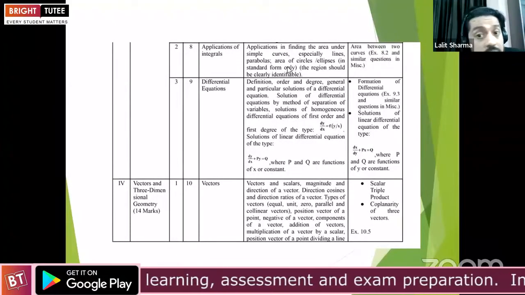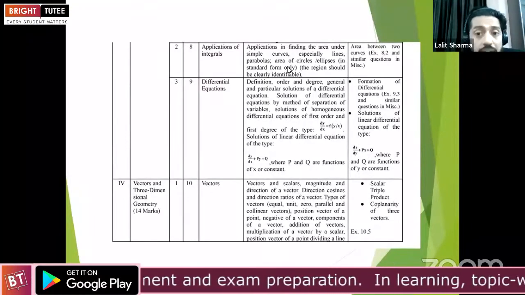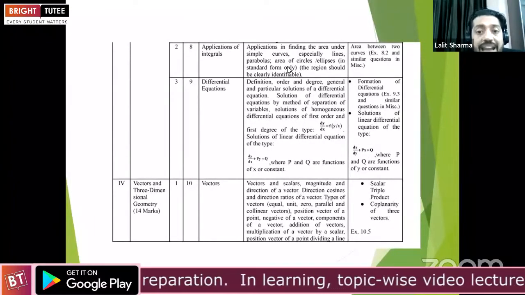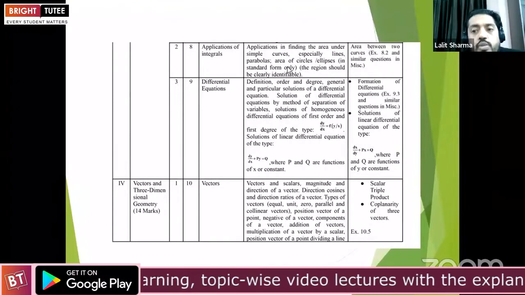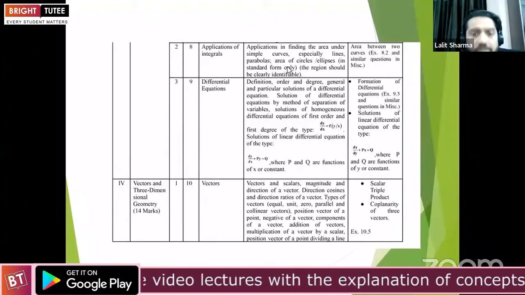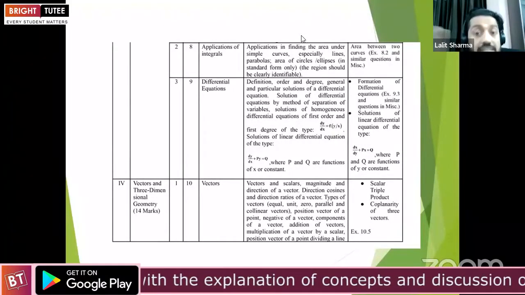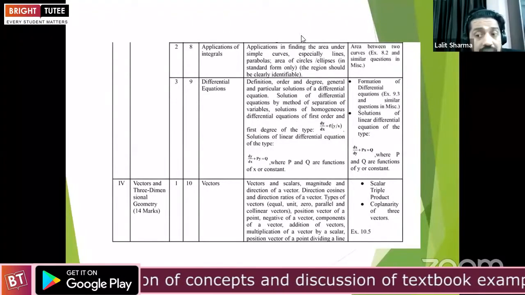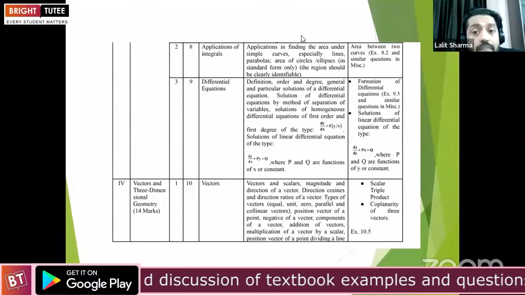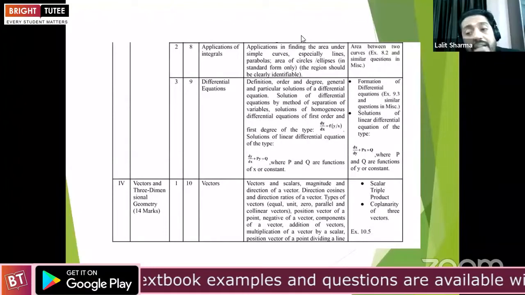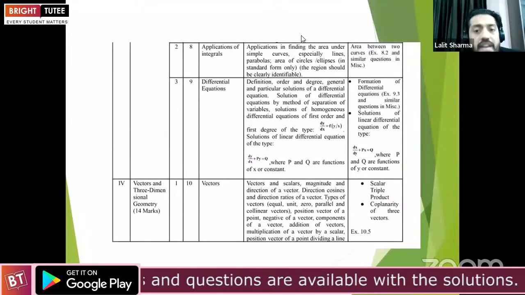We can shift the center. That means they may give the question in the form (x minus 1) whole square plus y square equal to 2. That means we are shifting the center to (1, 0). So this is covered in standard form because it is clearly mentioned that they can give circles or ellipse in standard form. So we have to be very careful.